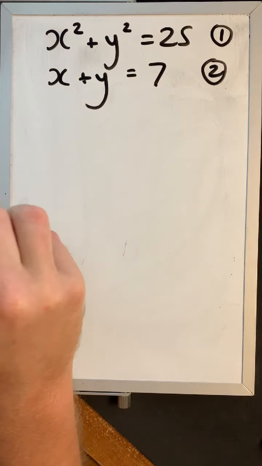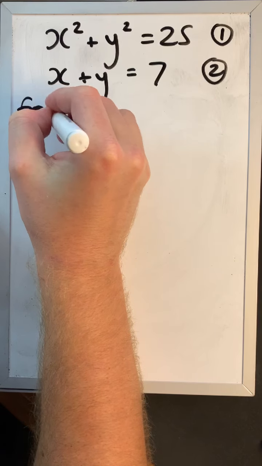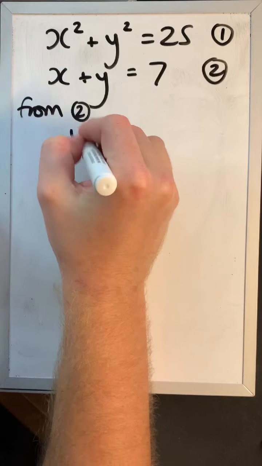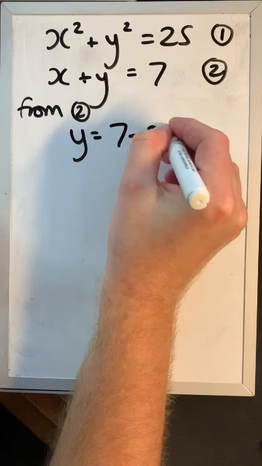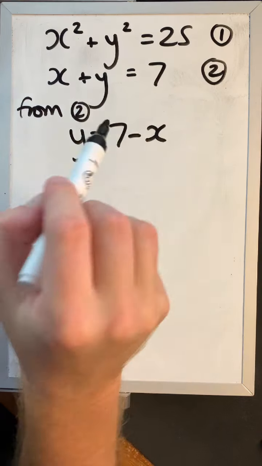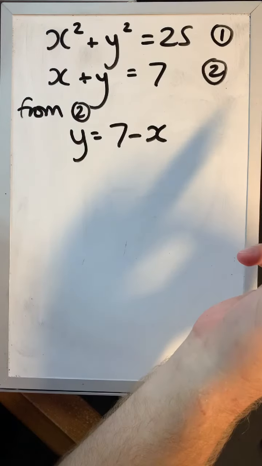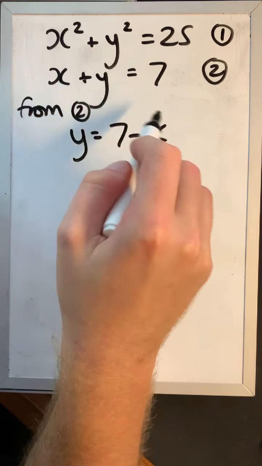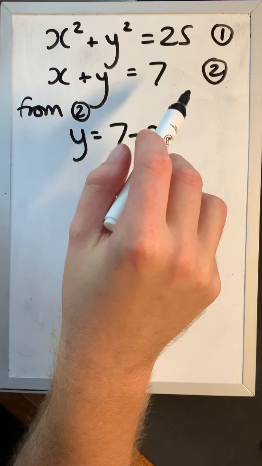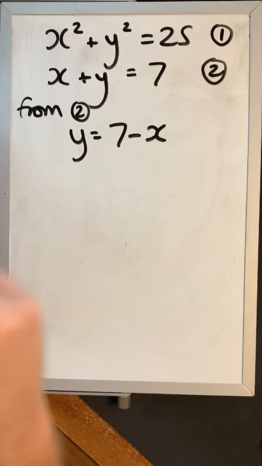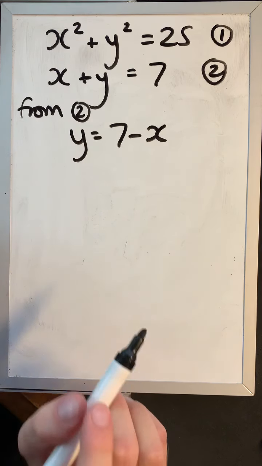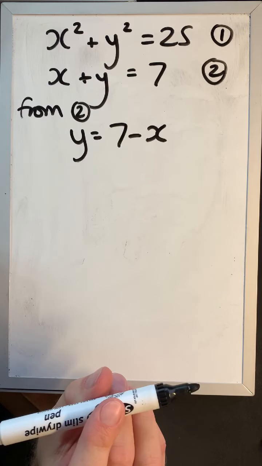So from equation 2 then, I can write that y is equal to 7 minus x. If I take this to the right hand side, it becomes a negative. I could conversely do it the other way around. I could say x is equal to 7 minus y. So depending on which one you want to eliminate first, that'll determine how this next step looks.